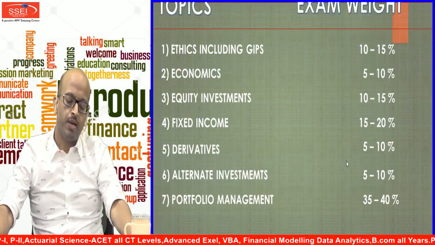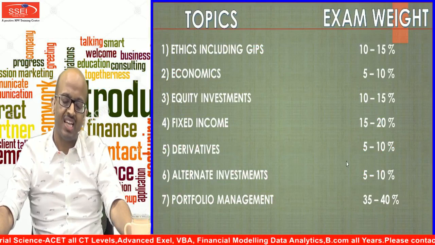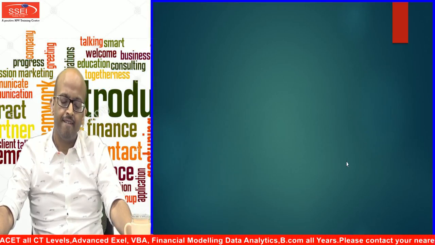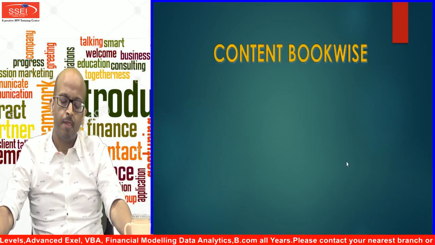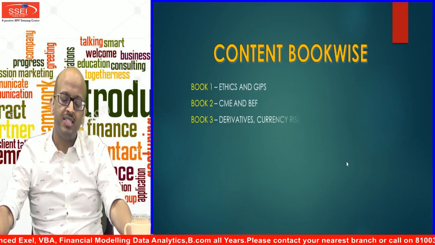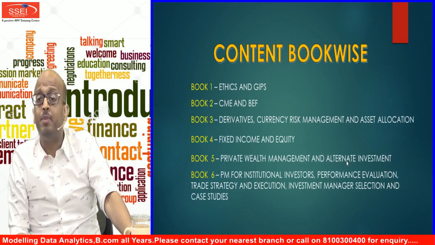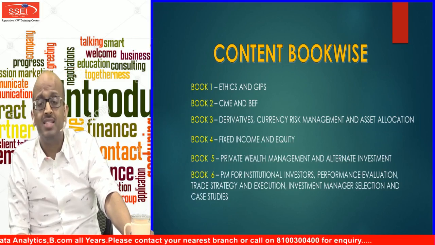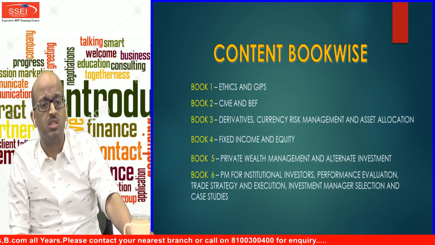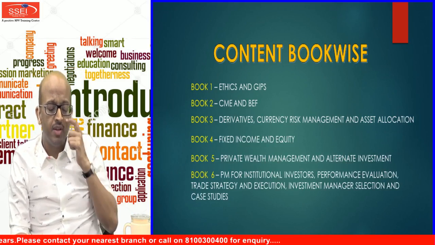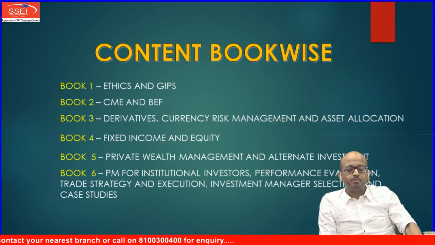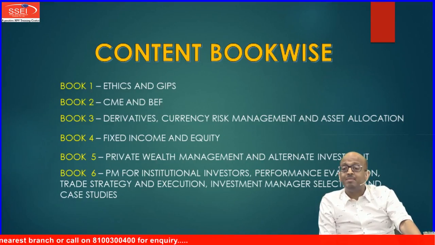Just to go through the slides again. There are 6 books that we have. You may organize your preparation book-wise if you want. 6 books as in the CFA Institute books. Book 1 is on ethics and GIPS. Book 2 is on CME and behavioral finance.